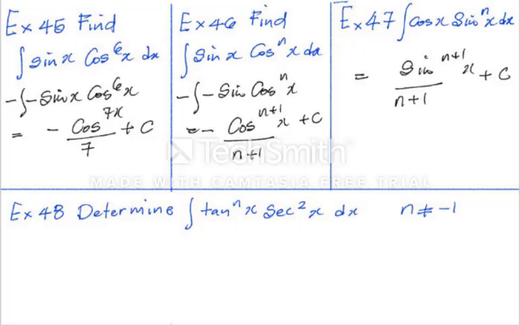Similar arrangement. Sec squared x is the differentiation of tan x. So I'm going to increase the power of tan by 1. So it's tan n plus 1 x divided by the new power n plus 1, plus c. Remember, whenever you integrate, you should also divide by the derivative of the inside function. The inside function is tan x, and if you differentiate tan x, you get sec squared x. The two sec squared x would cancel.